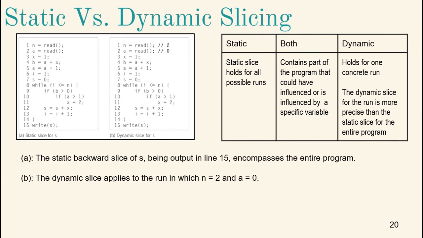Static versus dynamic slicing. As you can see for example A, the static backward slice of S being outputted in line 15 encompasses the entire program, while in example B, the dynamic slice applies to the run in which n is equal to 2 and a is equal to 0.